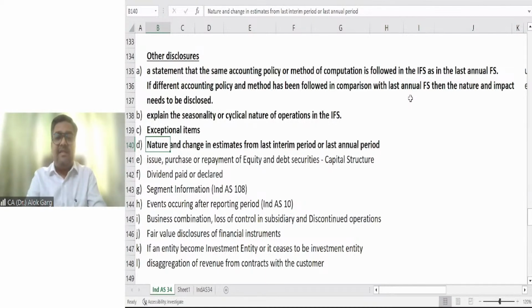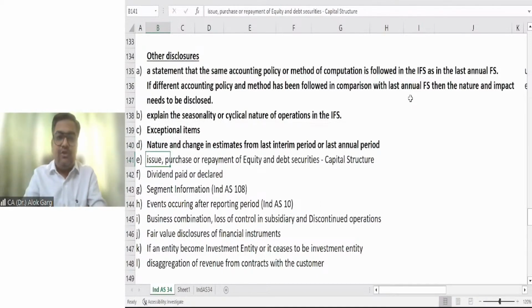Nature and change in estimate from the last interim period or last annual period. If the company is preparing June financials and in March, the company had taken a useful life of machinery of 10 years, and now the company has decided to reduce this life from 10 years to 8 years, this is a change in estimate. So if there is a change in estimate, the nature and change in estimate is required to be disclosed. Or even from last quarter to this quarter, if the company has changed the estimate, it is also required to be disclosed.